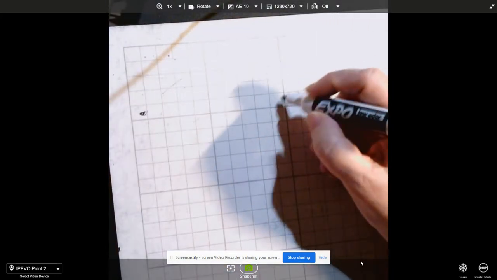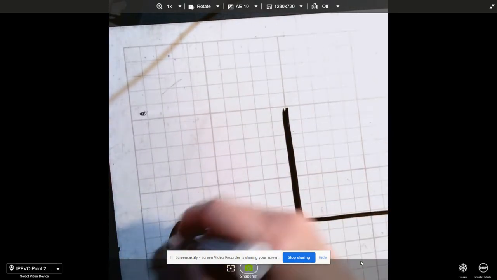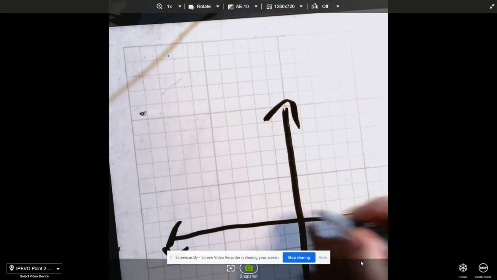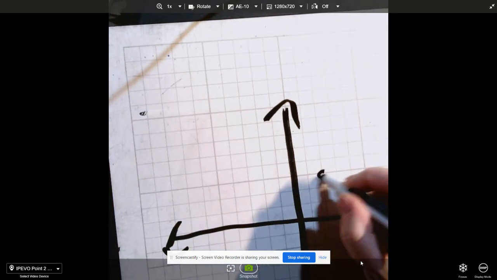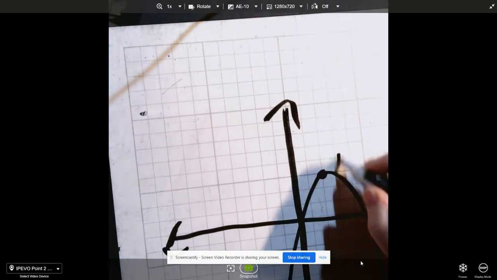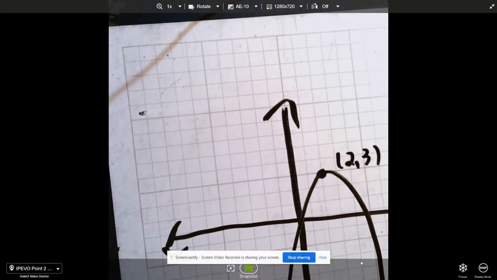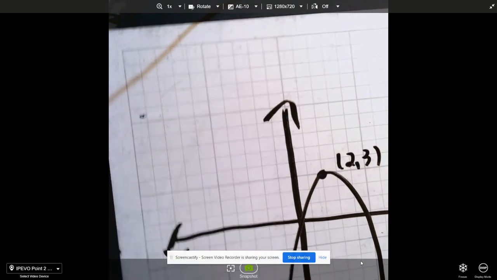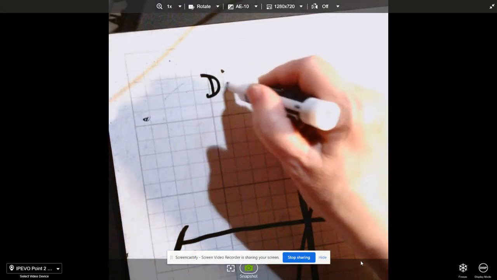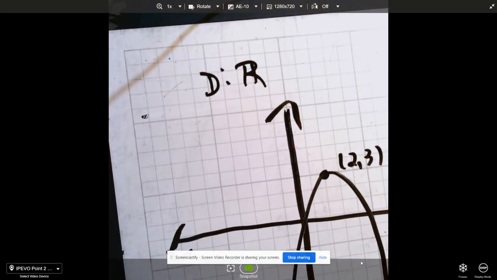Let's say we had a graph that looked like this. And let's just say our vertex was at (2, 3), and it opened down like this, where this is (2, 3). Now, if I take a look at my domain, again, your domain is always going to be all real numbers, and you can write that out as all real numbers.